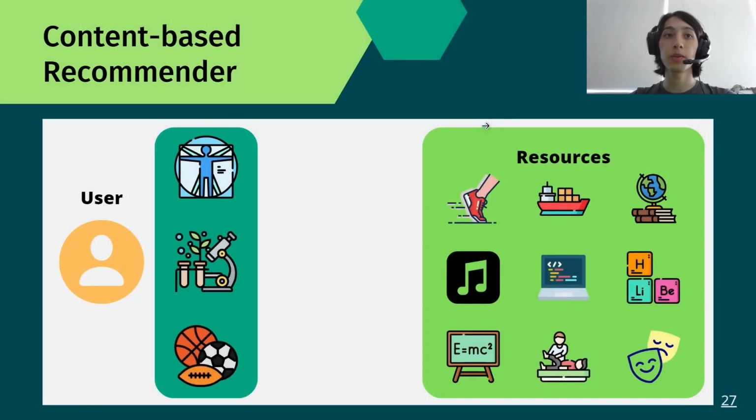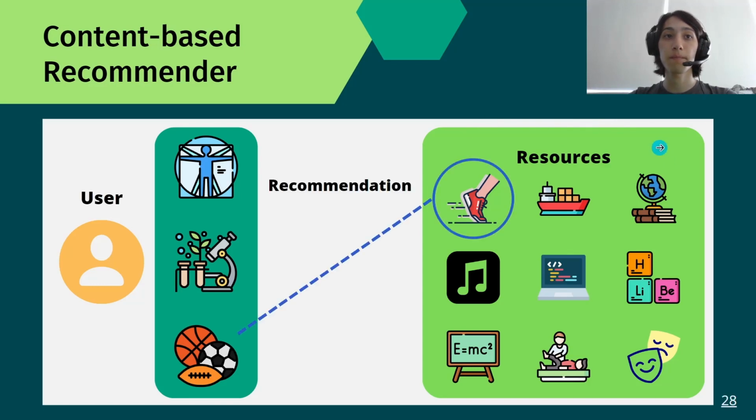Let's say, for example, that the user is interested in anatomy, biology, and sports. A dataset contains the 9 items shown in the figure. If the user requests a recommendation, most likely the recommended items will be running, chemistry, and physical therapy, as each one relates to the user's interests.